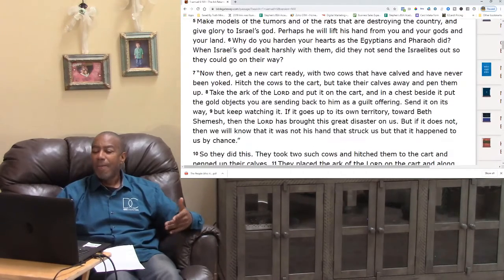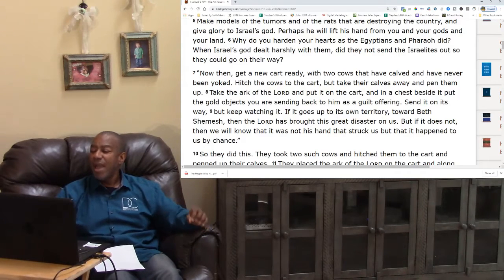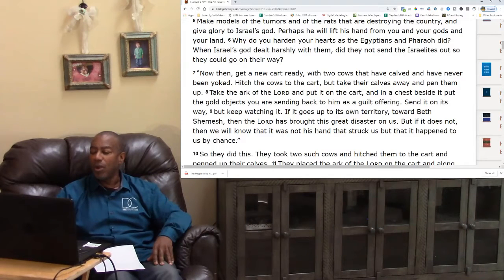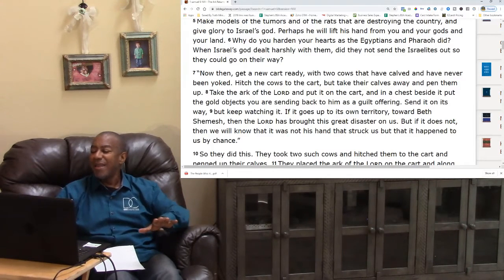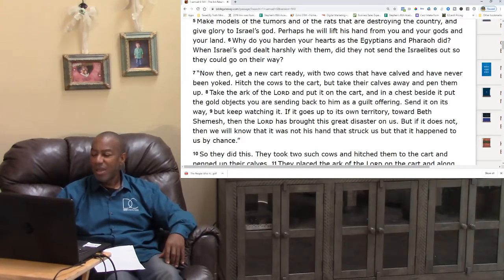"Now then, get a new cart ready with 2 cows that have calves and have never been yoked. Hitch the cows to the cart, but take their calves away and pen them up. Take the ark of the Lord and put it on the cart, and in a chest beside it, put the gold objects you are sending back to him as a guilt offering. Send it on its way, but keep watching it."